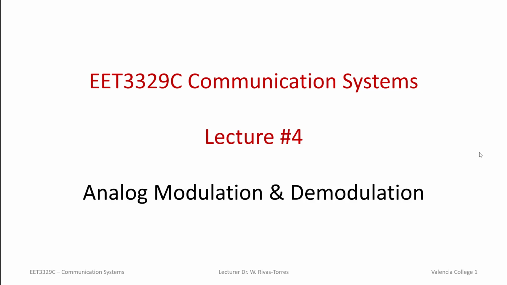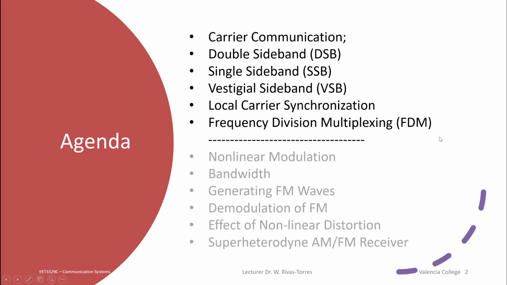Lecture 4 is going to be divided in two parts. This is part 1 of Lecture 4, and for Lecture 4, we will be talking about analog modulation and demodulation. The topics for today's lecture are carrier communication, double sideband and single sideband modulations, the local carrier synchronization concept, and some frequency division multiplexing.